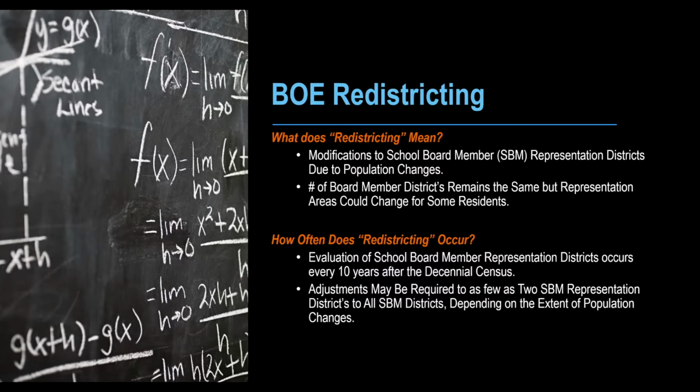How often does this occur? It happens every 10 years based upon population changes once the census is taken. It typically happens within about 1.5 to 2 years right after that, once all the numbers are taken and the census releases all of that information.